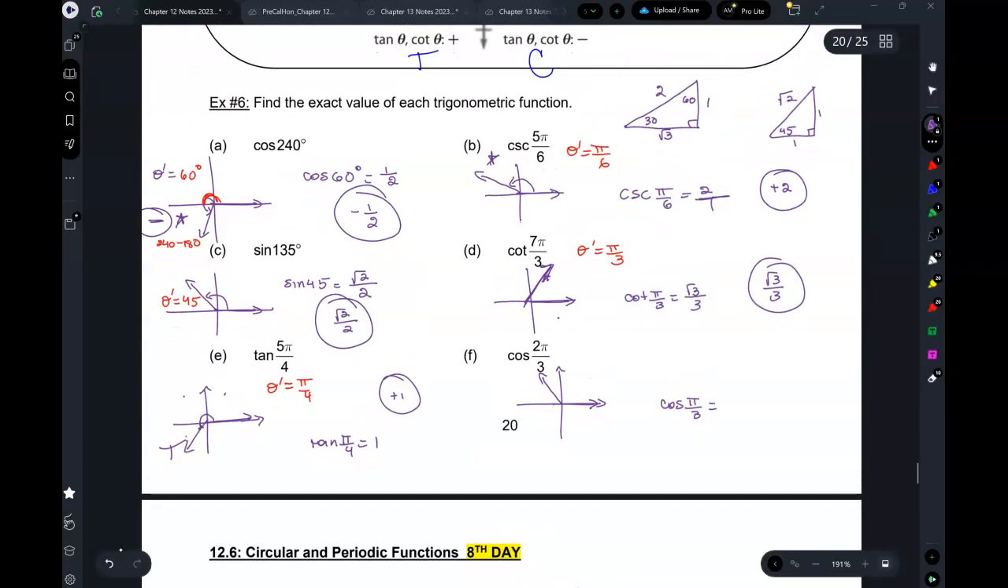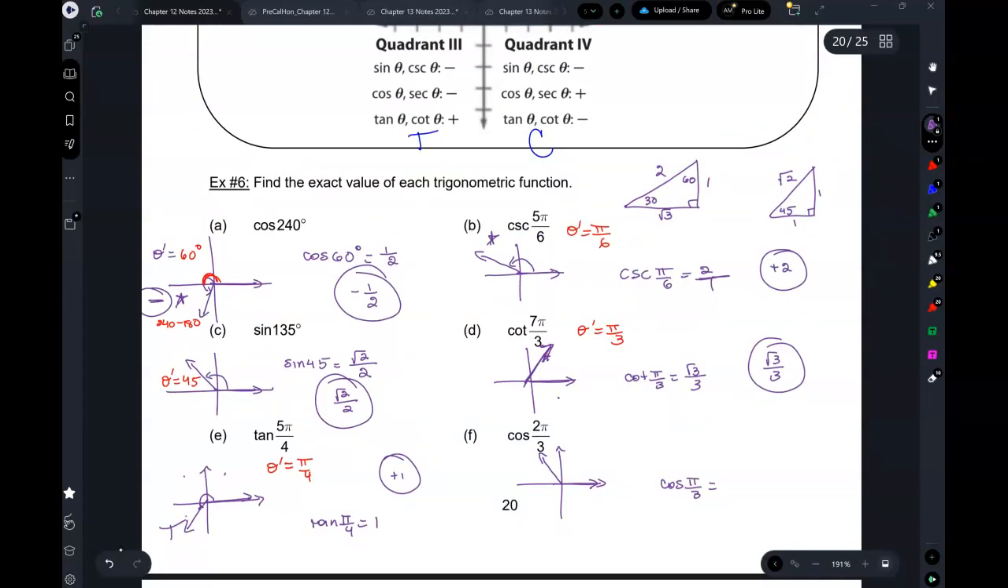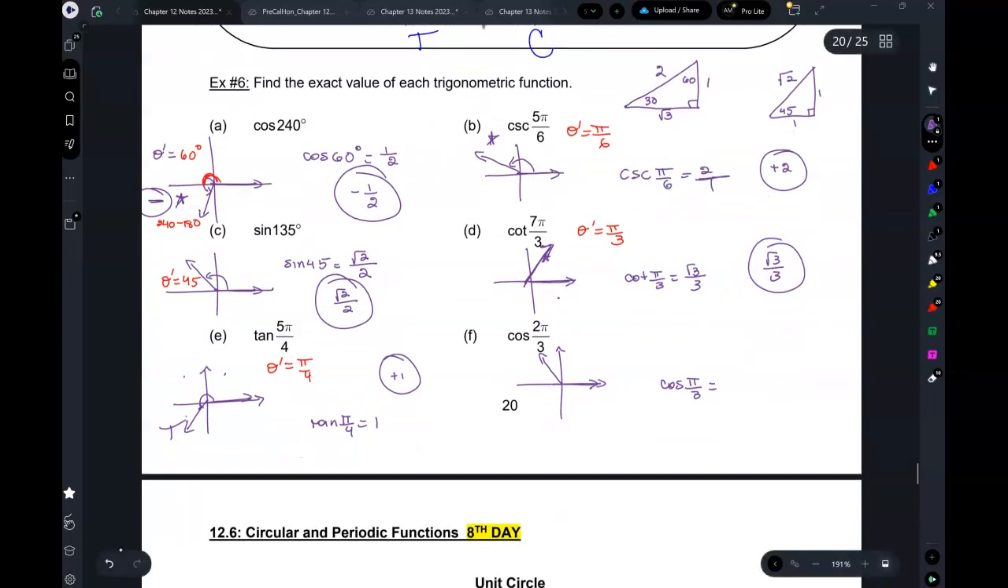Pi over 3 is 60, so I go over here. Adjacent to hypotenuse of 60 is 1/2. Okay, positive or negative there? Negative. So negative 1/2. Okay, so this is how you do it.